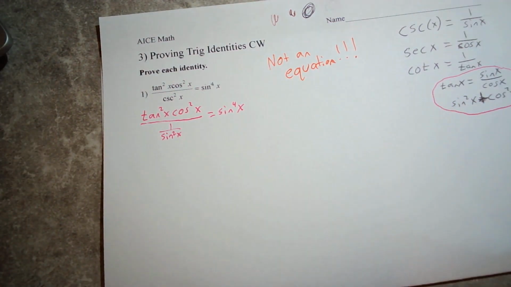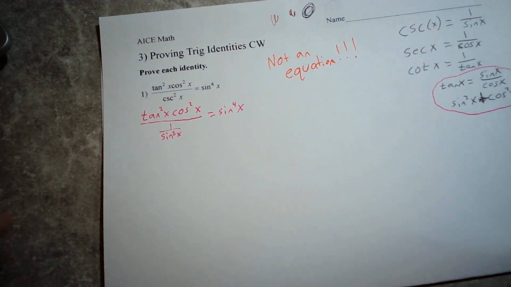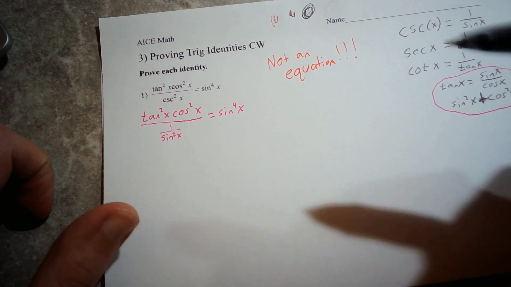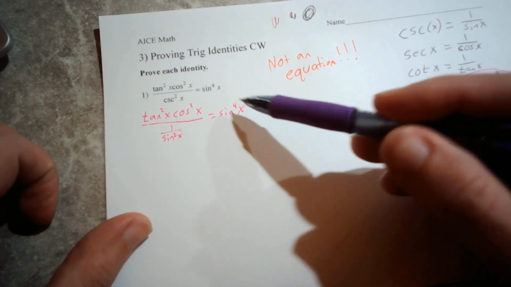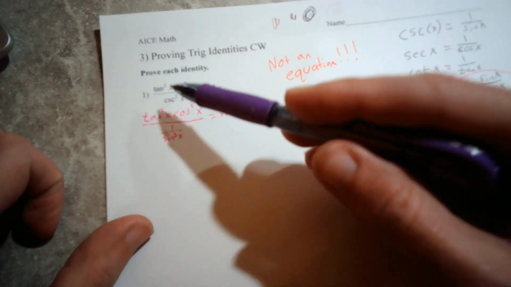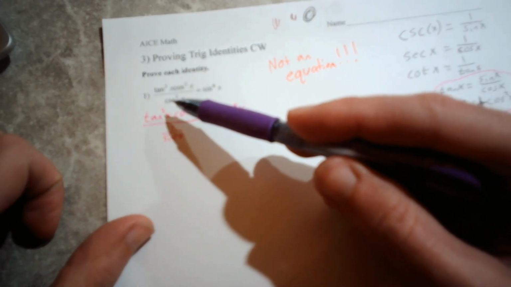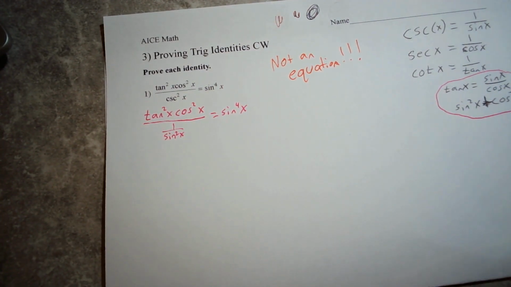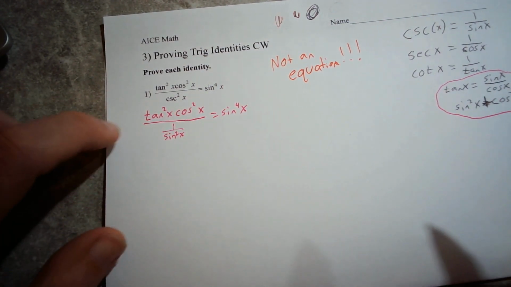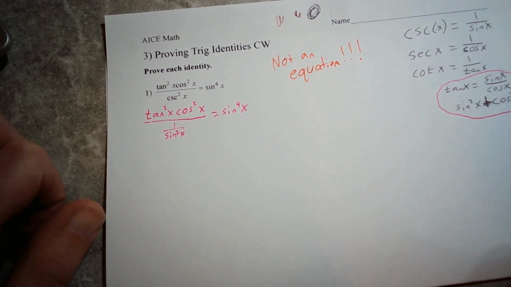Okay, so this side over, I'm going to start with the most complex side. Well, clearly this side over here is the more complex. Over here is just sine to the 4th. So I'm just going to leave that side alone. I'm going to change stuff over here until I can make the left side look like the right. And yes, I know every time I move my pen, my camera goes blurry. Alright, so that was the first thing we changed.